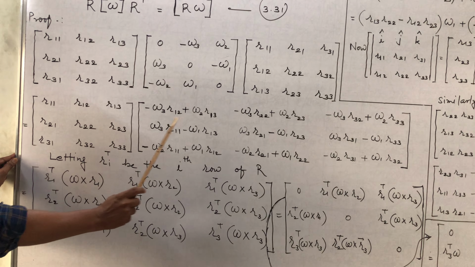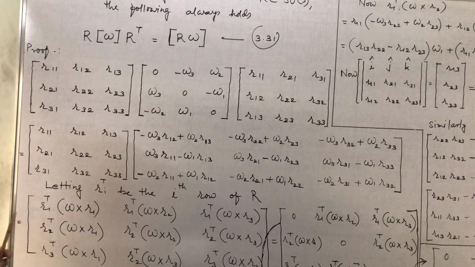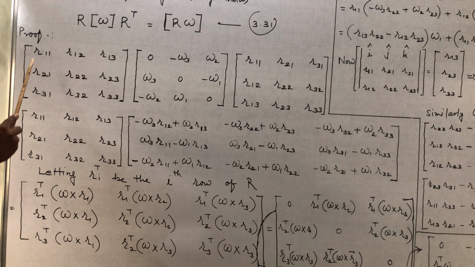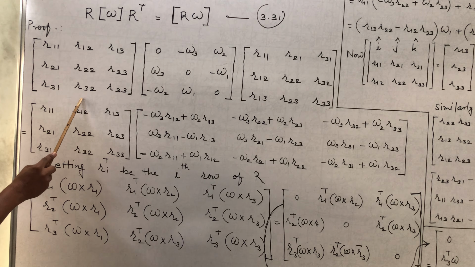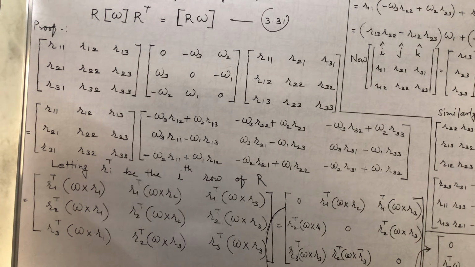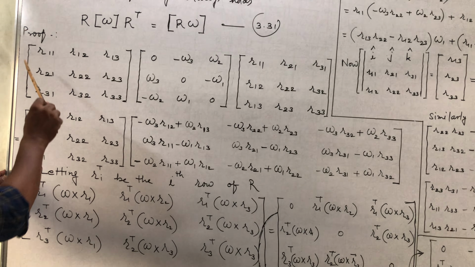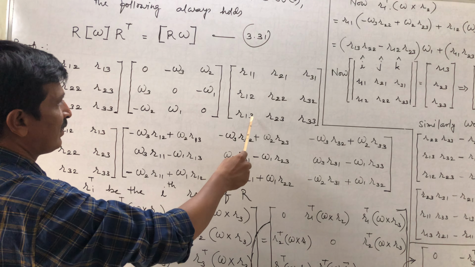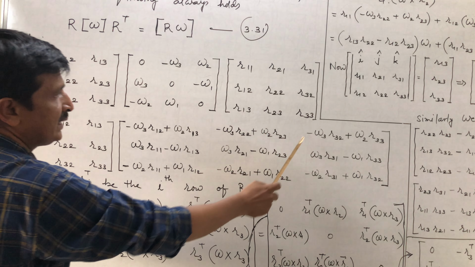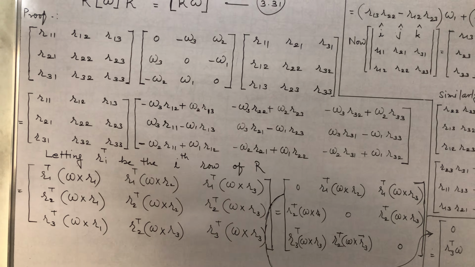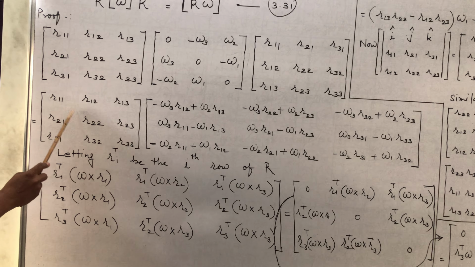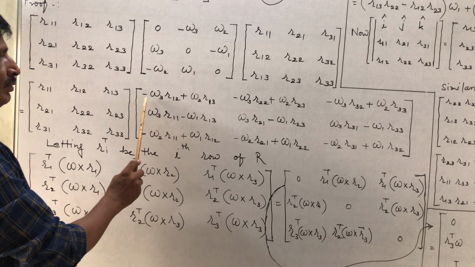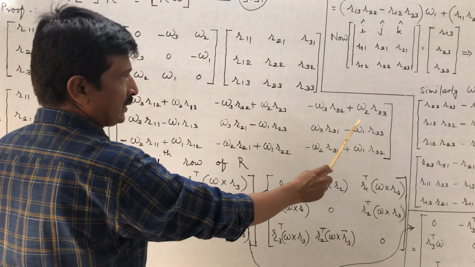This is a long calculation, so we are changing symbols. Initially we had taken R1 as this column vector, R2 as this one, and R3 as this one. But now we are taking this one as R1, this one as R2, this one as R3. Similarly, this one is R1, this one is R2. We are changing symbols to make the calculation easy. This one is as it is, and we are multiplying this and this. We will get this long calculation.